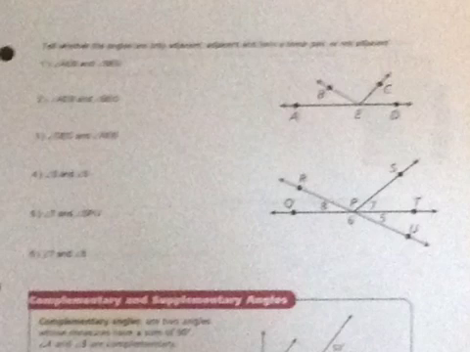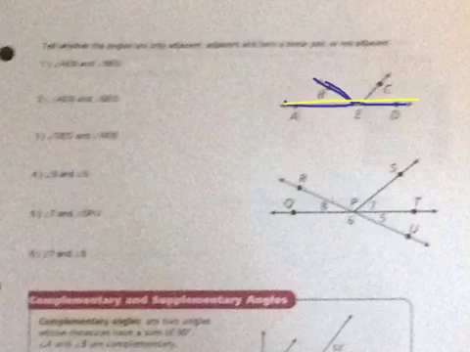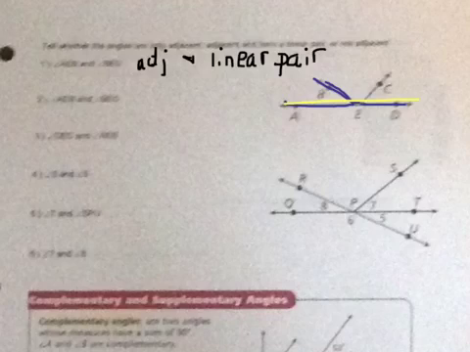Okay, this is the top of the next page, and it says tell whether these angles are adjacent and form a linear pair, or not adjacent. So the first one is AEB, which is this, and BED. Those are adjacent, and their outside rays form a line right here, right? So these are adjacent and a linear pair. I'm just going to abbreviate.